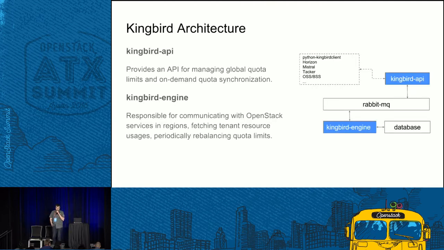When it comes to architecture, Kingbird is pretty much like any other OpenStack service. The main process here is Kingbird API, which provides APIs for managing global quotas and on-demand quota synchronization. So for example, if you perform an action that requires triggering rebalancing of quotas, you can just invoke this API and it will work. The second process is Kingbird Engine, which is responsible for all the dirty work, basically: communicating with the OpenStack services in each region, fetching tenant resource usage, and dynamically adjusting those values.